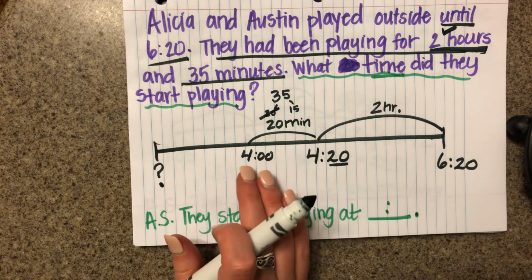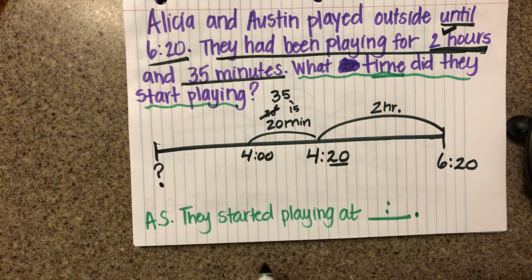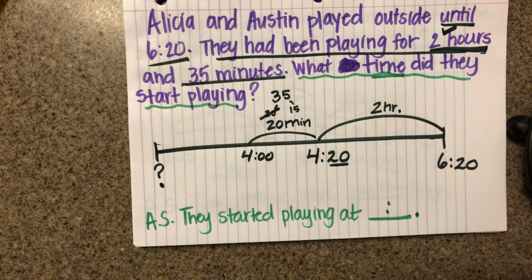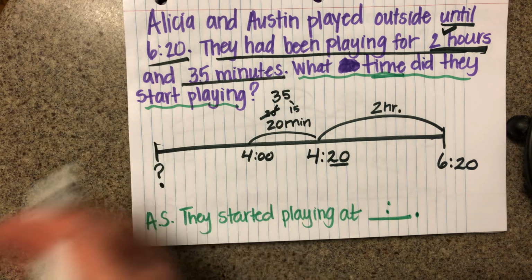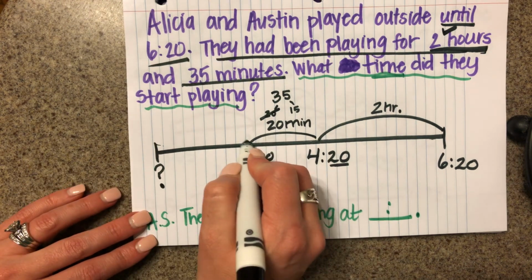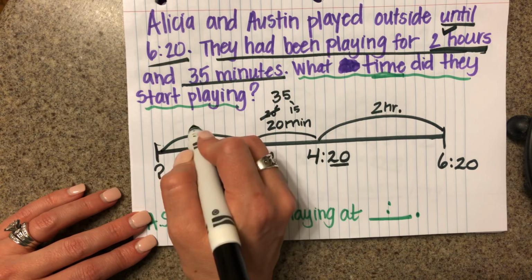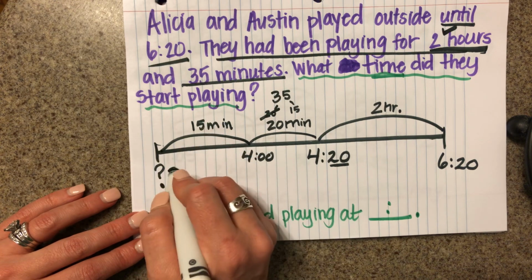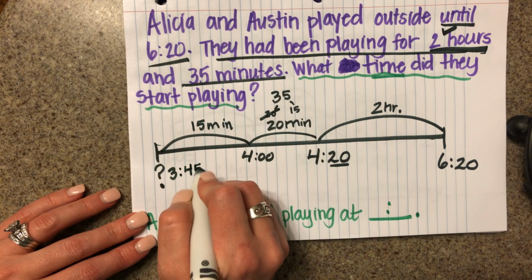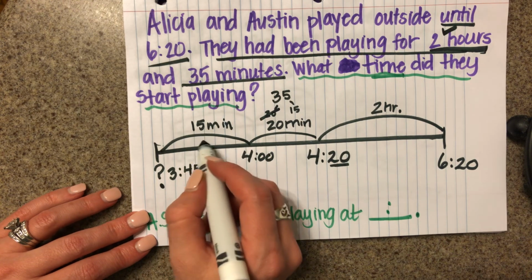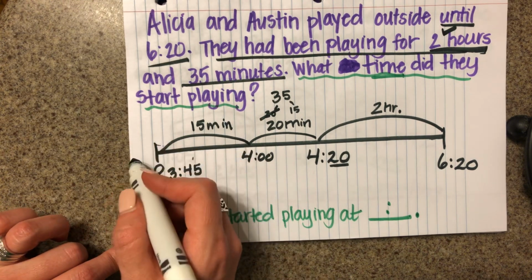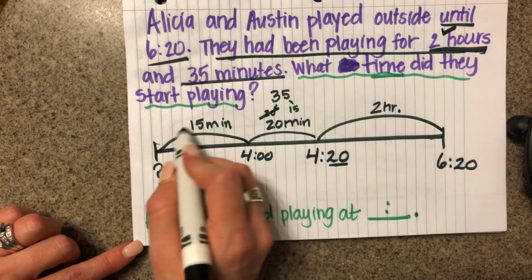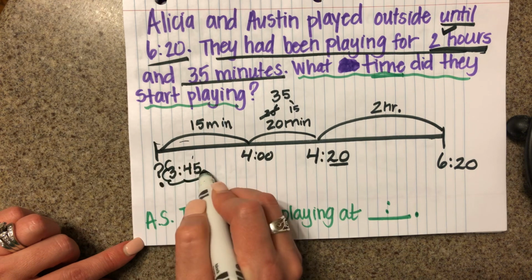If I'm at 4 o'clock and I'm jumping back 15 minutes, remember that every hour is equal to 60 minutes. So if I'm jumping back 15 minutes, 60 minus 15 puts me at 45. I'm going to write the 15 here. We've jumped back 15 minutes, so now I'm at 3:45. And again, you don't have to jump 15 all at once. You could have jumped back 10 minutes and then 5 minutes. You could even jump back one at a time if that's what you feel comfortable with. But after we jump our 15 minutes backwards, we are at 3:45.